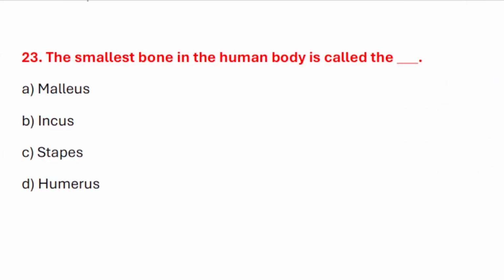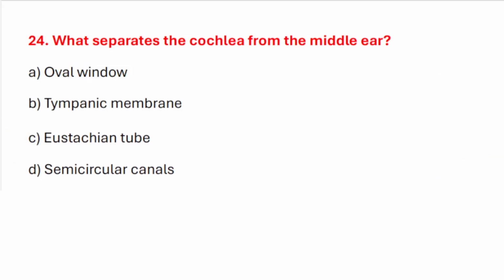Question number 23. The smallest bone in the human body is called the. Correct answer is option C, stapes. Question number 24. What separates the cochlea from the middle ear? Correct answer is option A, oval window.